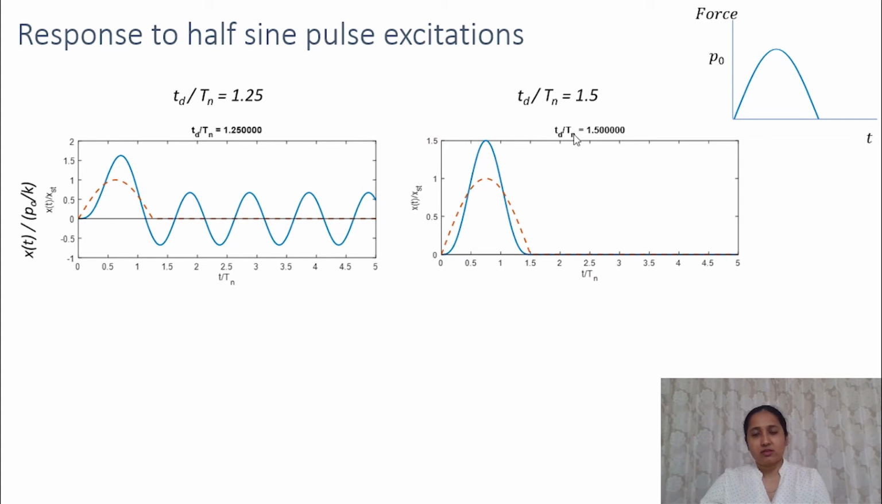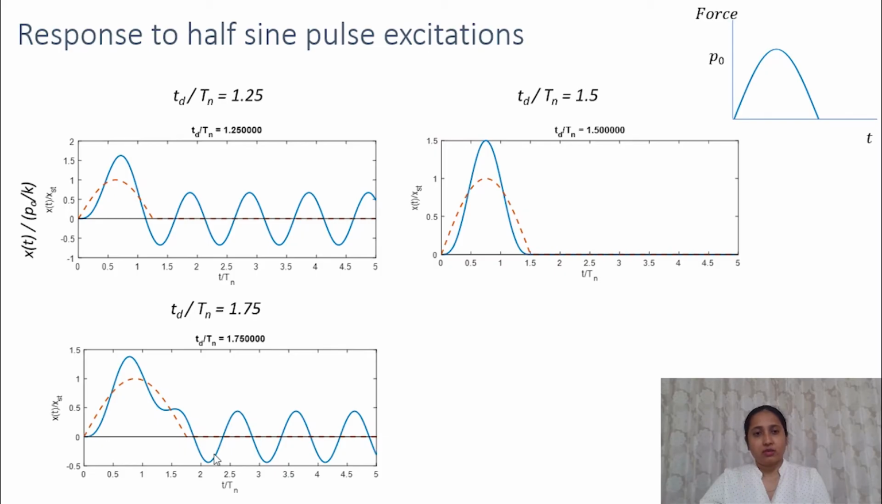So this is similar to Td by Tn is equal to 1 result during the rectangular pulse. If the duration of the pulse is still more increased, that is if Td by Tn is equal to 1.75, we get a similar pattern as Td by Tn is equal to 1.25. Here again the maximum amplitude happens during the pulse, but the free vibration continues and the free vibration amplitude is much lesser than the forced vibration amplitude.